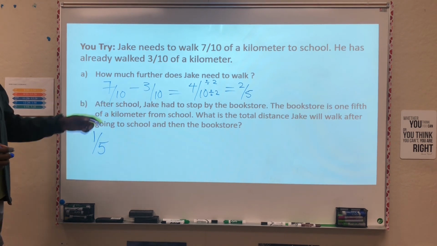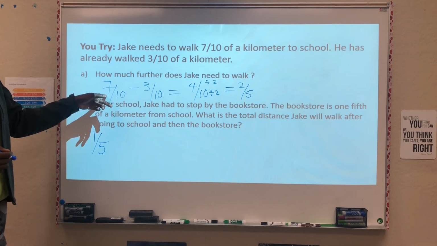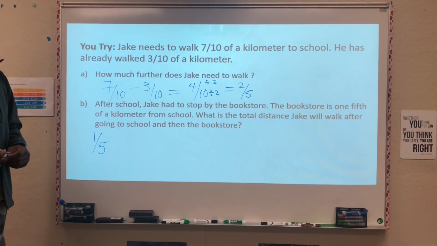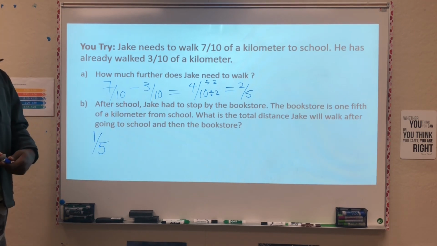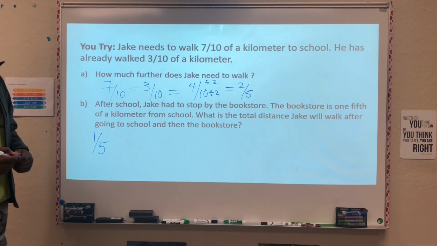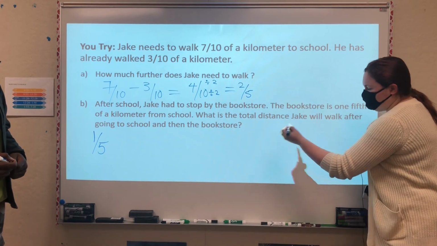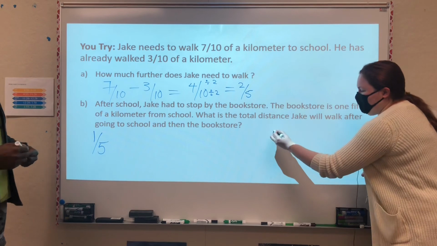You're right, but just say it one more time. Because 7/10 is the total distance from his house to the school. Yeah. So this 1/5 is the extra distance he walked to the bookstore. If we drew, I'm going to have you stay right there, but I'm just going to draw a picture to go with it. He's starting at his house.